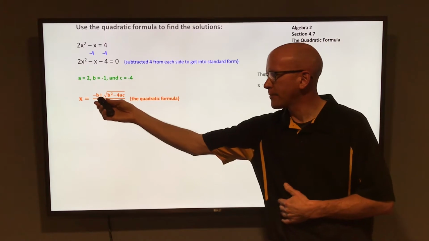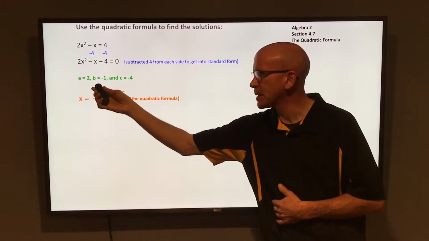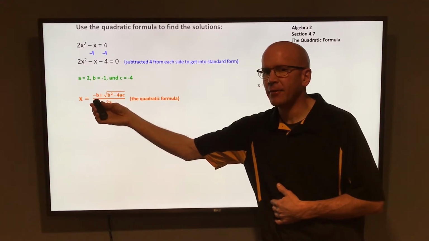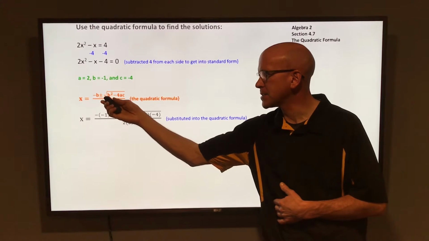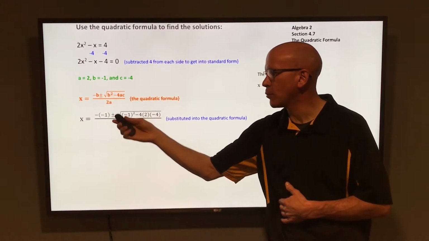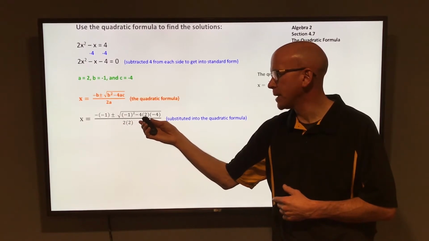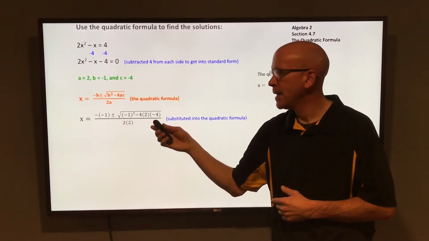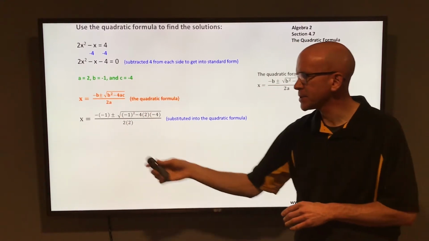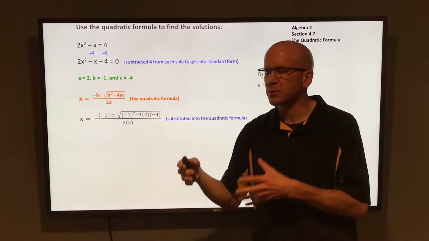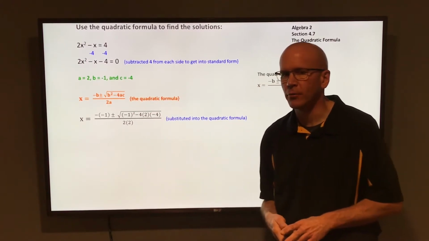So again, the quadratic formula, negative b plus or minus the square root of b squared minus 4ac over 2a. If you substitute in, take the negative of b, that'd be the negative of a negative 1, plus or minus the square root of b squared minus 4ac. In this case, it's negative 1 squared minus 4 times 2 times negative 4. And then that's all over 2a, which in this case is 2 times 2. Notice it says x equals. So what we're doing here is we're solving this quadratic equation for x using the quadratic formula.